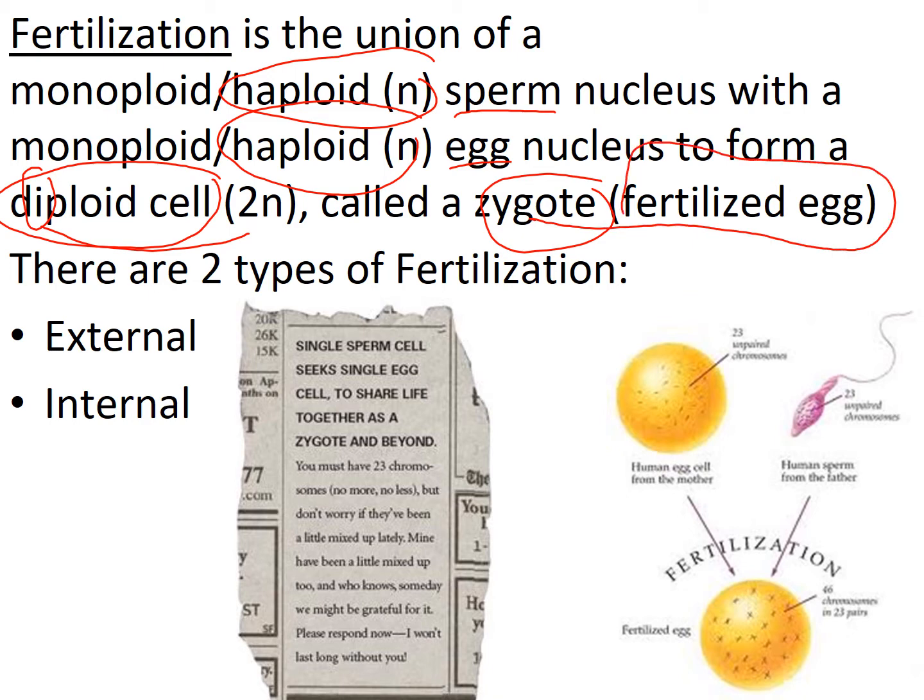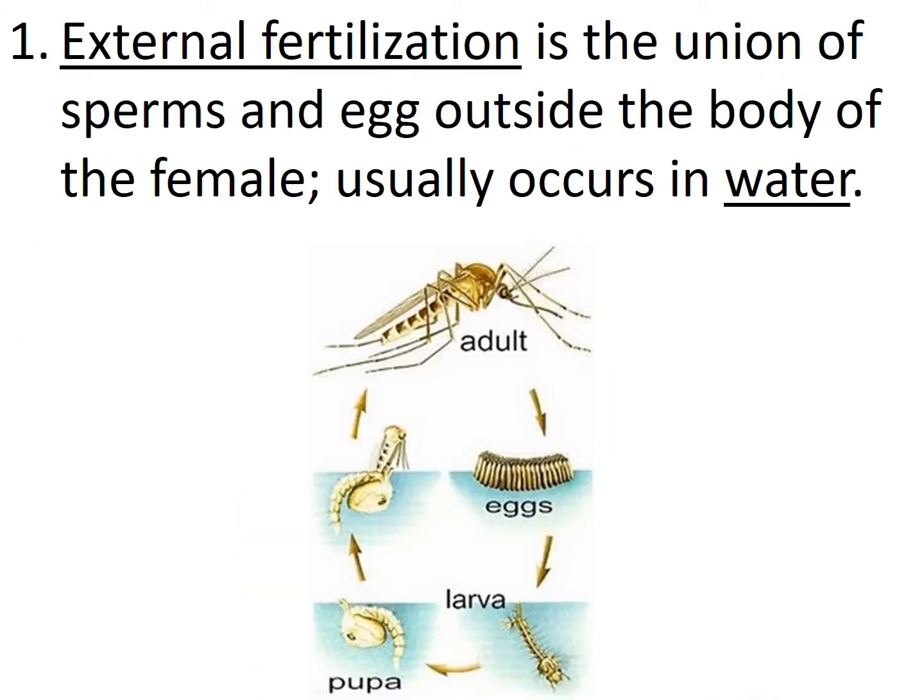However, there are two types of fertilization. We have external and we have internal. So external is the union of sperm and egg outside of the body, okay? And it usually occurs in water.